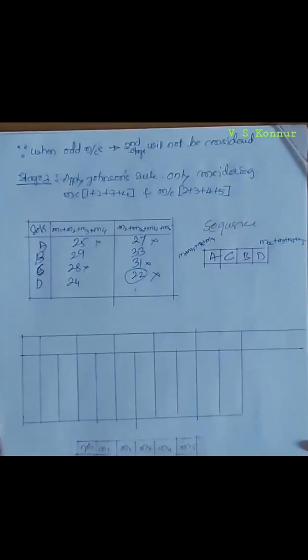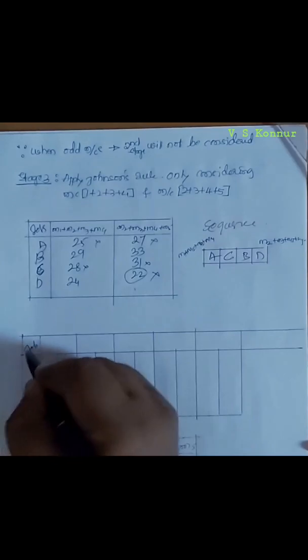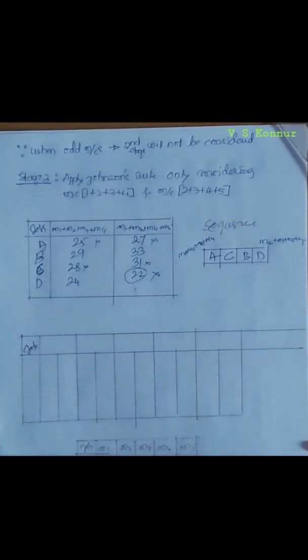The last one left out is B. ACBD is the sequence. Once again we will write A, C, B, D. You have to write ACBD as a sequence. For that ACBD, once again write the table according to this ACBD.